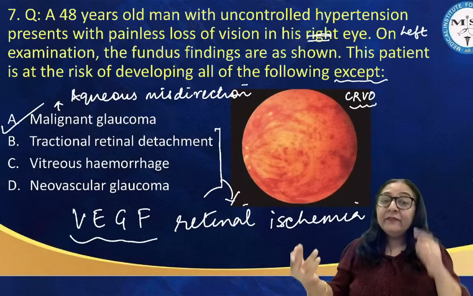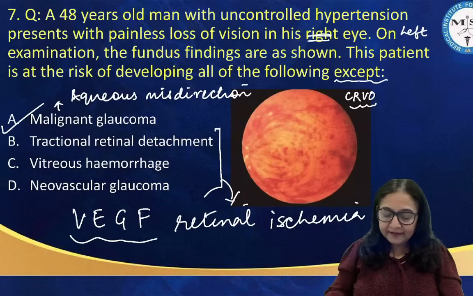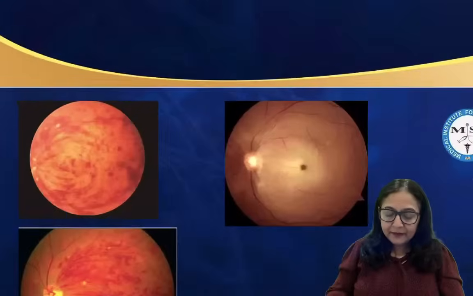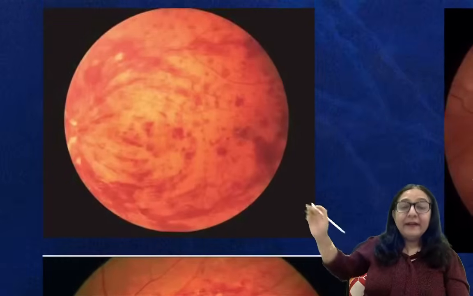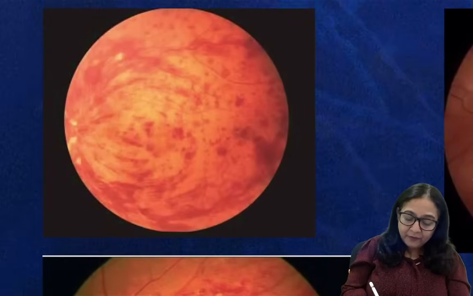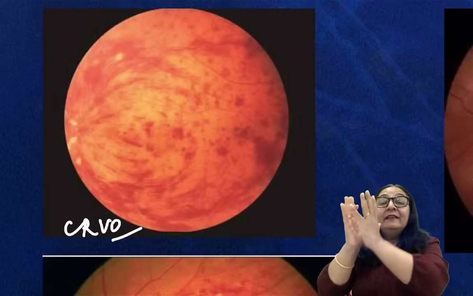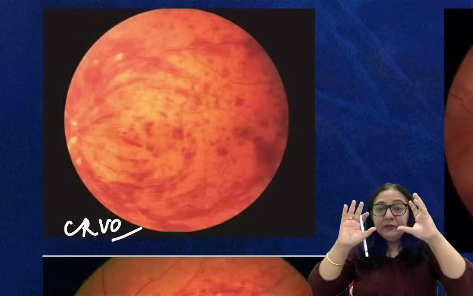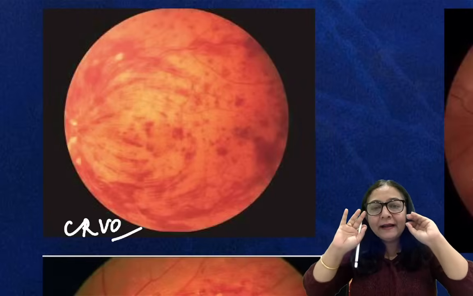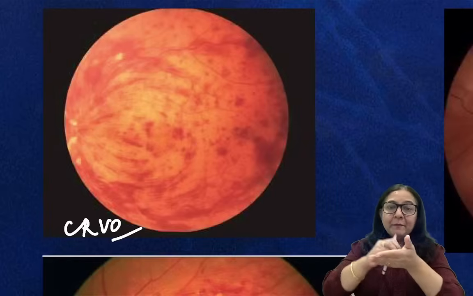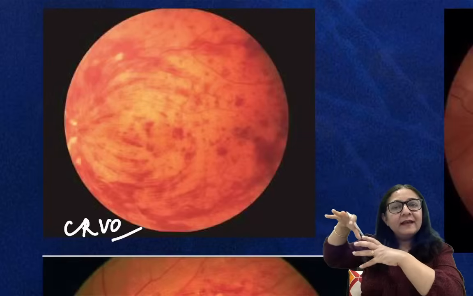Since we are doing a fundus image, here is a quick recap of the different fundus images which can come in your exam. The one I just showed you is central retinal vein occlusion. All of you made a very lovely diagnosis here. Whenever you see that the whole of the retina has multiple retinal hemorrhages, do not confuse this with vitreous hemorrhage. In vitreous hemorrhage, the blood clots are in the gel.